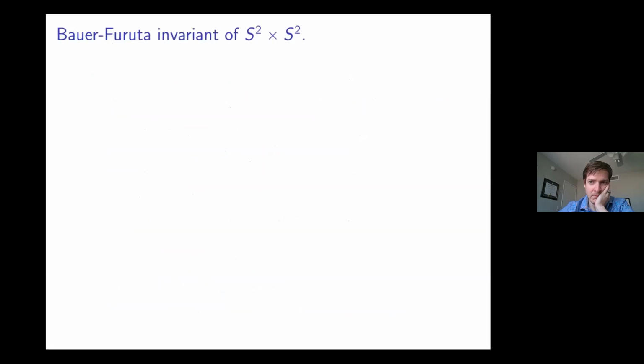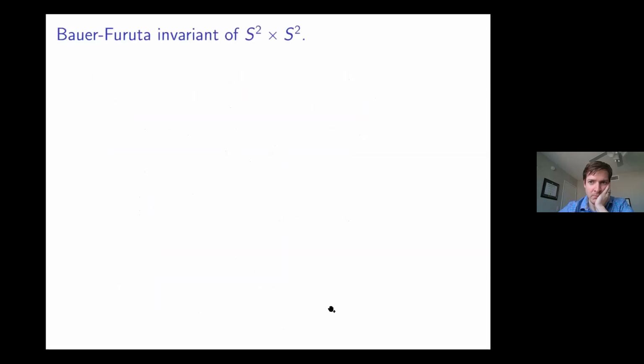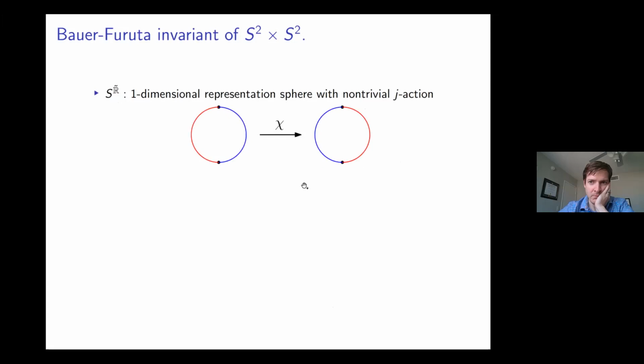Okay, let's move on. From this formula, we see that it's important to study the Bauer-Furuta invariant of S^2 × S^2. Let's do that. Recall that we have this one-dimensional representation sphere formed by adding an infinity point onto R tilde. So this is a one-dimensional sphere with a non-trivial J action. This is the picture. This J acts non-trivially, namely it's just by reflecting. It maps the blue part to the red part and the red part to the blue part.